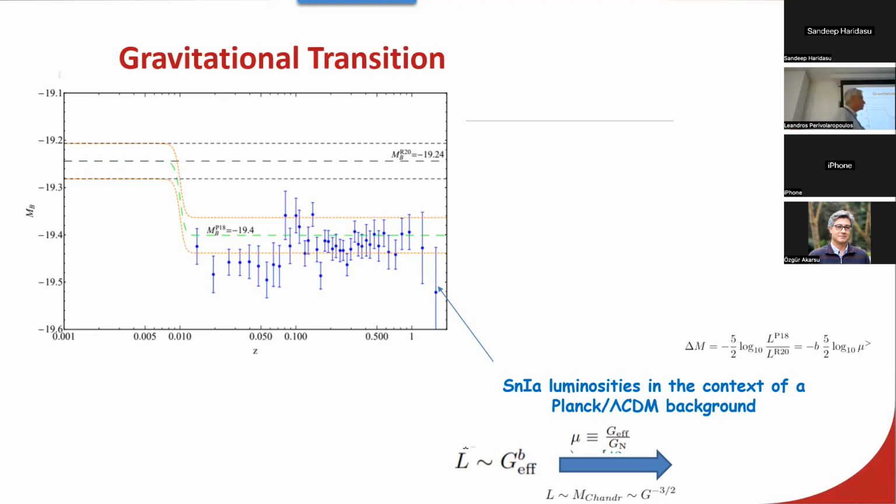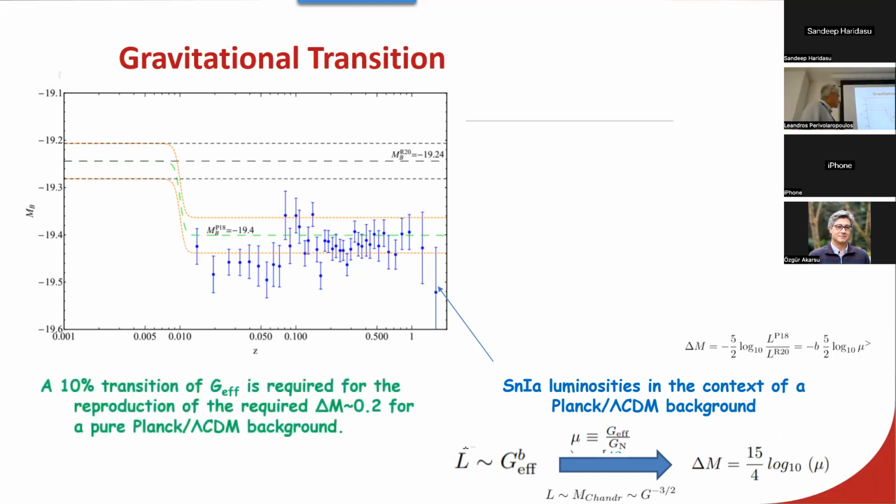So what is this power? It's this one. If you assume that this equivalence is true, and this is a big if, then one can show the change of the absolute magnitude M with mu, which is G effective over G Newton before and after the transition. Because you need a delta M equal to 0.2 here, you then need a change of about 10% of G effective at this point.